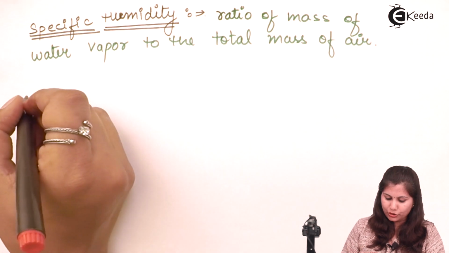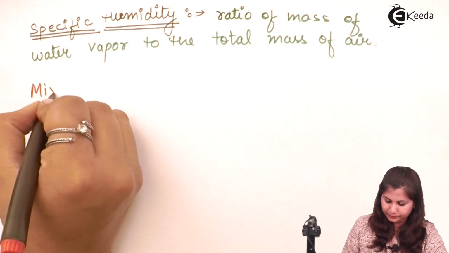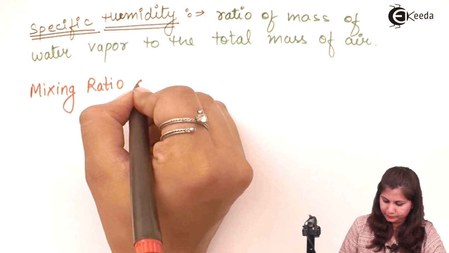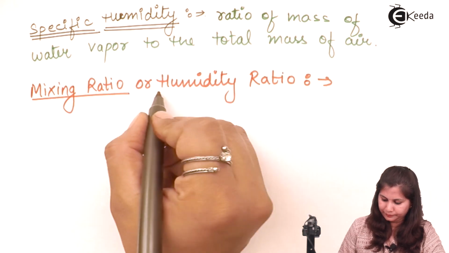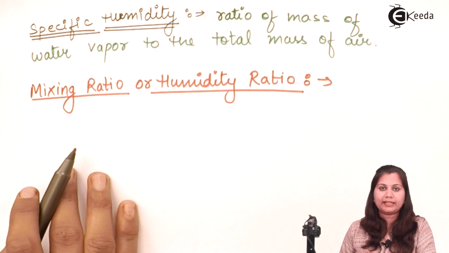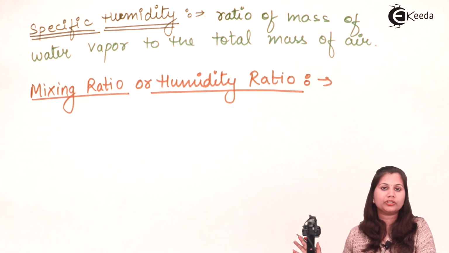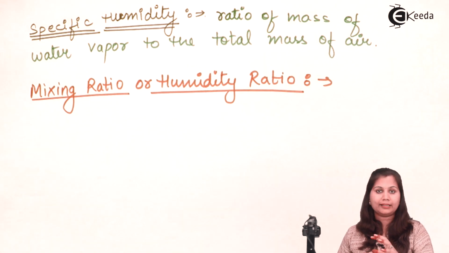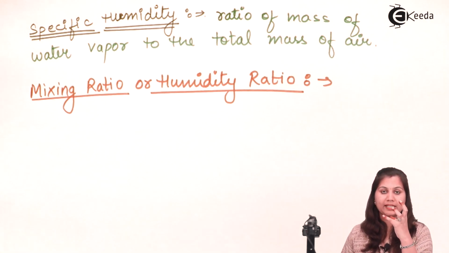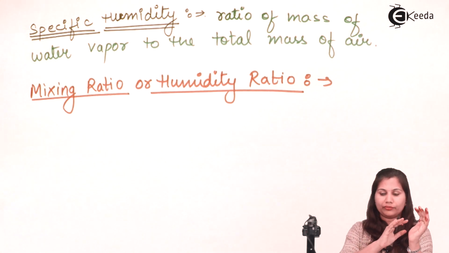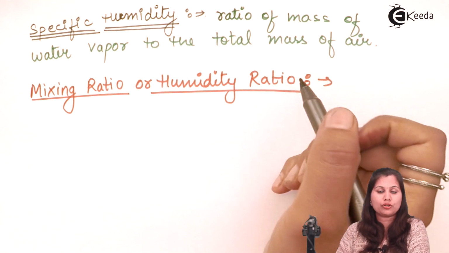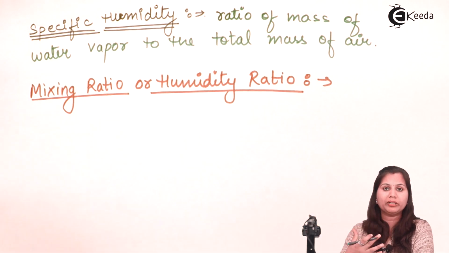Next is mixing ratio or humidity ratio. Now, mixing ratio is defined as the mass of the water vapor to the mass of the dry air. Okay, means how much water vapor is present in how much amount of the air. Okay, what is the dry content of the air and what is the wet content of the air. So that is the mixing ratio or humidity ratio, that is how much amount of humidity is present with respect to the dry content.